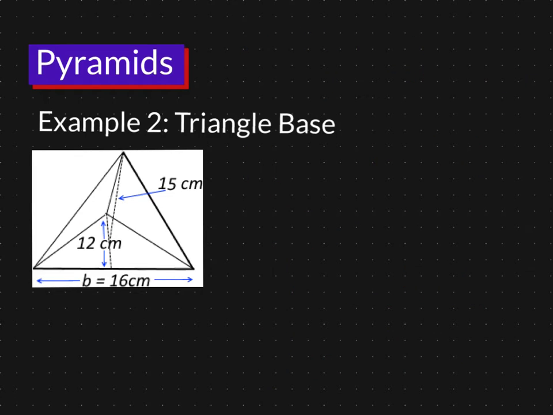Example 2 is to find the volume of this pyramid with a triangular base. So much for my artwork, but you can see that the base of the pyramid here is a triangle, and there are 3 sides that rise together to meet at this apex. So the first step is to draw and label the figure, but that's already done for you, so step 2 is to write the formula. And the formula for volume of a pyramid is that the volume is equal to 1/3 the area of the base times the height.